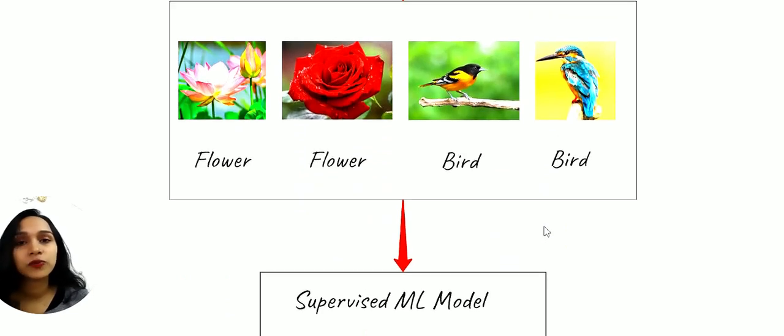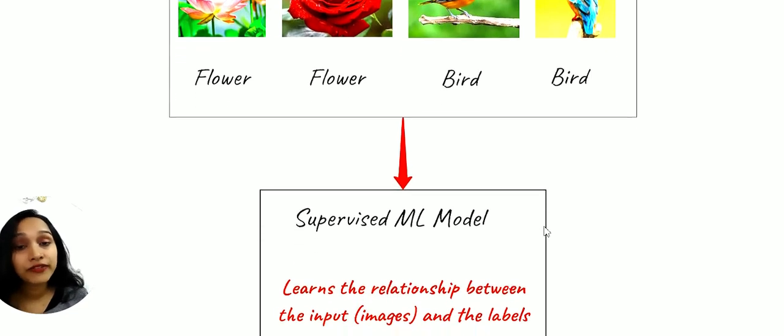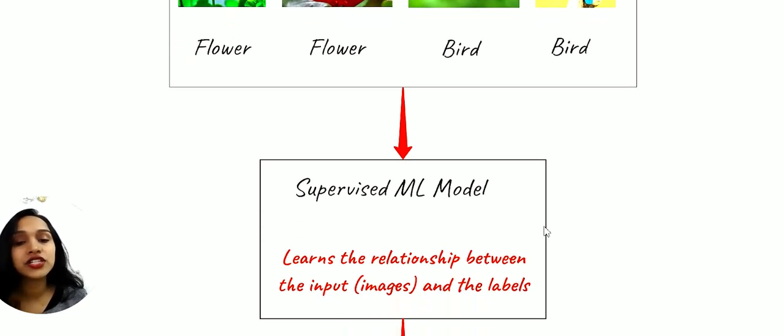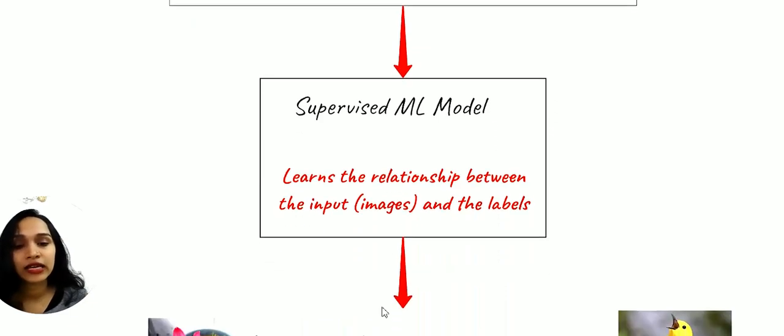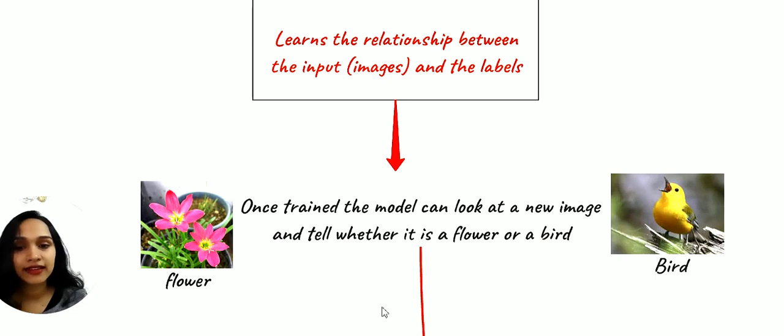So this is how the supervised machine learning model works. We are supervising the machine learning model to learn the relationship between the input, or the images, and the labels. And once the model is trained, the model can look at a new image and tell whether it is a flower or a bird, because we presented during training many images with their corresponding correct answers. Now it learned the features from those question answer pairs, from the image label pairs, and it knows to tell, okay, these features correspond to a flower and these features correspond to a bird.